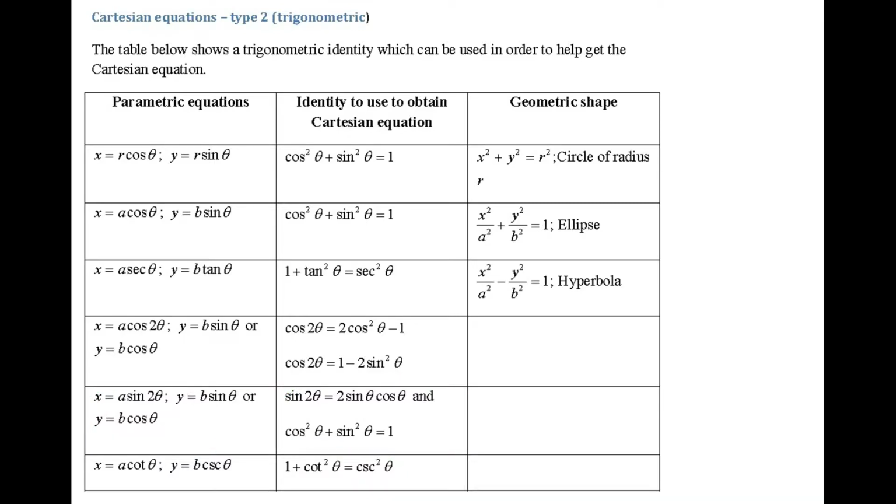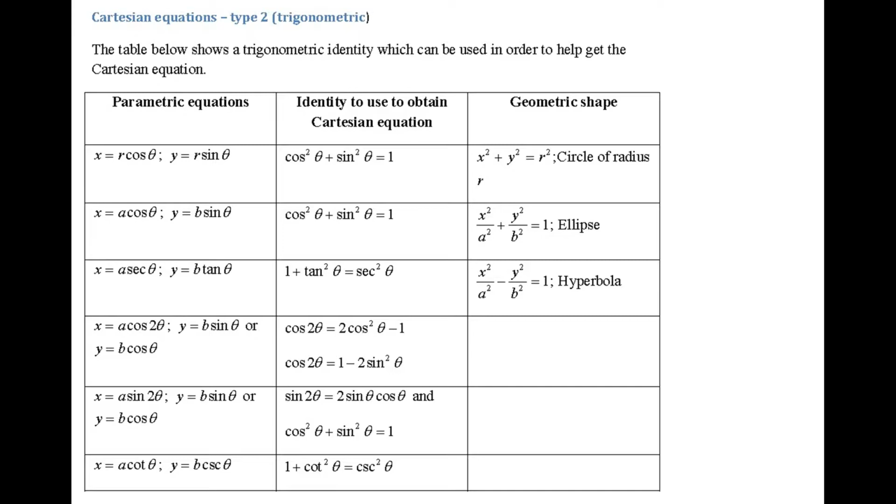And finally, if you have parametric equations for x and y in terms of cot of an angle and cosec of the same angle, in that particular case you'll need to use the identity 1 plus cot squared theta is equal to cosec squared theta in order for you to get the corresponding Cartesian equation. Okay? So to summarize this table, in order to get the Cartesian equation from a set of parametric equations containing trigonometric functions, always think about a trigonometric identity connecting your two trigonometric ratios in your parametric equations in order to get rid of the angle term.